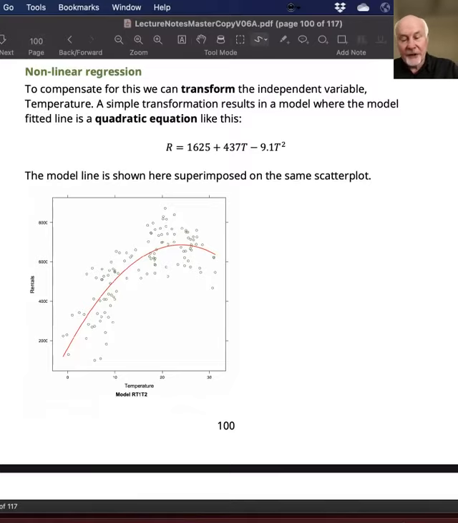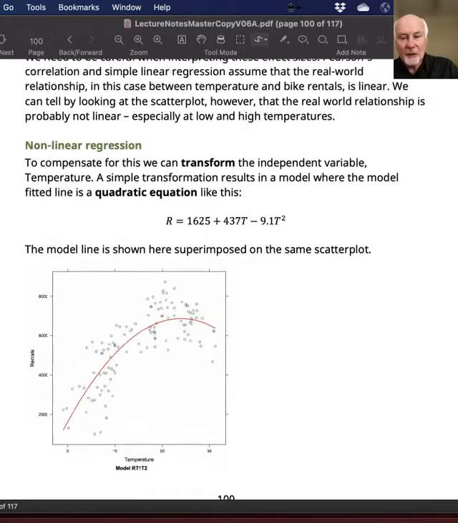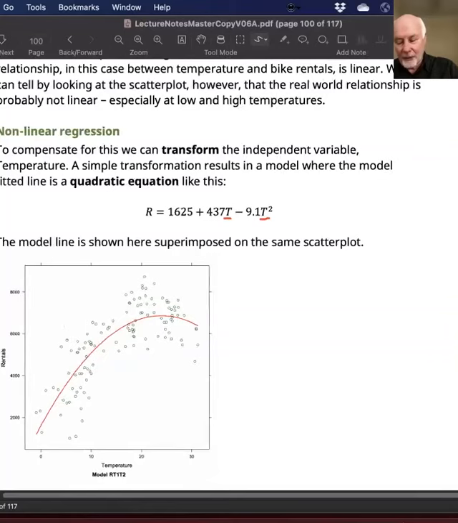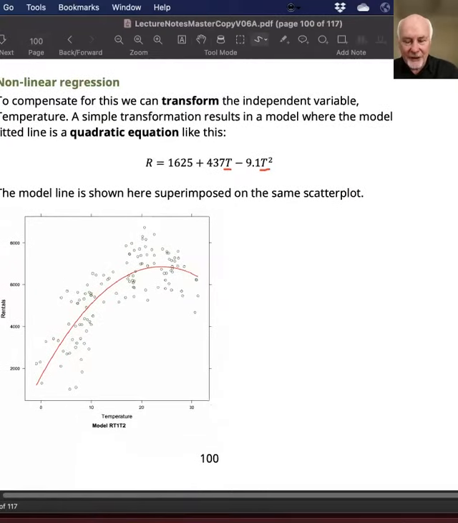And what I've actually fitted is not a linear equation, but a quadratic equation, which is this one here. So you'll see that what makes this a quadratic equation is that it has T, temperature, and temperature squared in it. So, as I say, the term I've used is nonlinear regression. Various people give this various other names. Let me tell you how it's done.